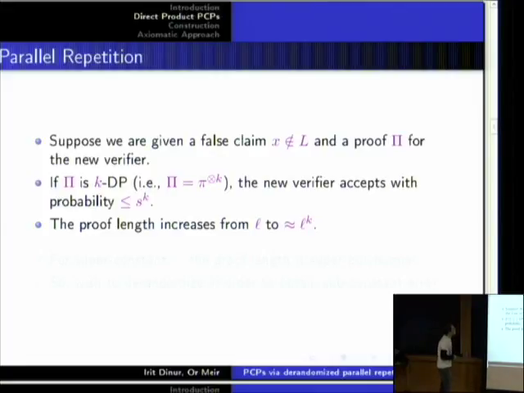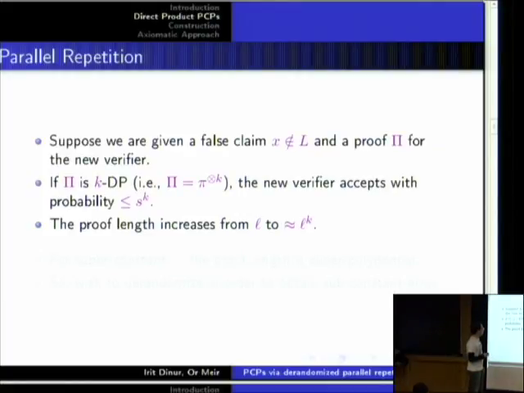Okay. So now, let's see what we can say about the soundness. Suppose we are given some false claim and some proof for the new verifier. And let's suppose for a minute that we can always assume that the new proof string is indeed a K direct product of some proof string of the original verifier. Then in such a case, it is easy to see that the parallel repetition simply simulates the sequential repetition. And so the soundness decreases to S to the K, and the proof length increases from L to L to the K, because we take all the K subsets of symbols of the original string.